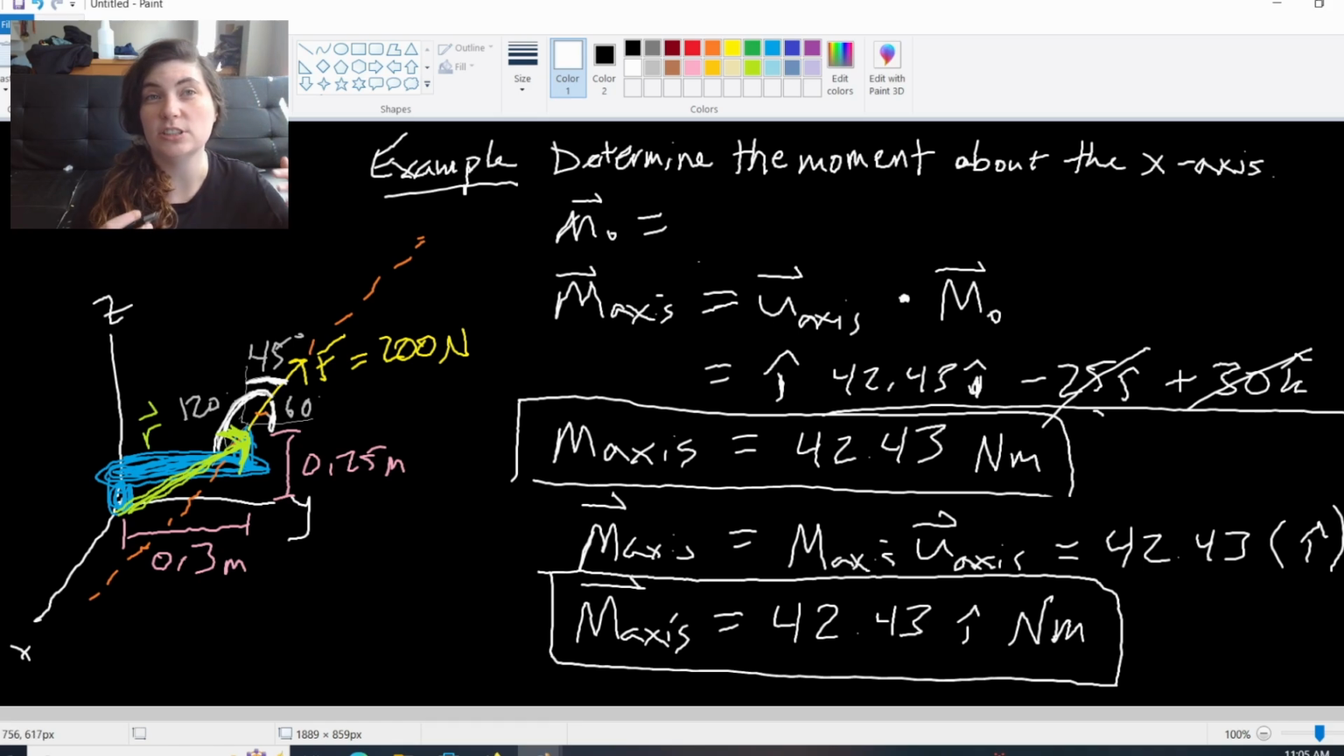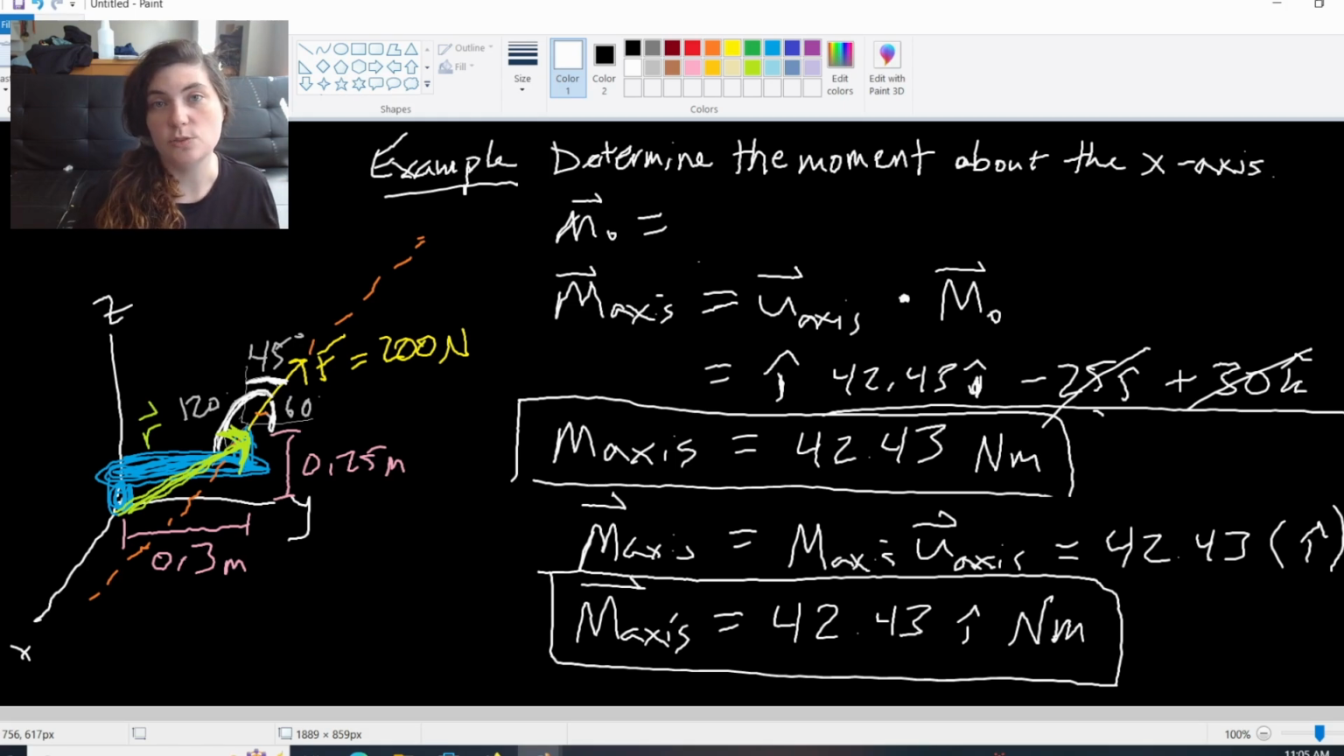Now, our problem didn't actually state, when it said determine the moment, whether it wanted the magnitude or the moment vector. So either one of these answers would be fine. And we see that they're basically the same, right? It's either 42.43 Newton meters, or we actually give it a direction and say that, okay, that's entirely in the x direction because this is the x-axis, right? Since it's just along one of our main unit axes, it's going to have the exact same magnitude.